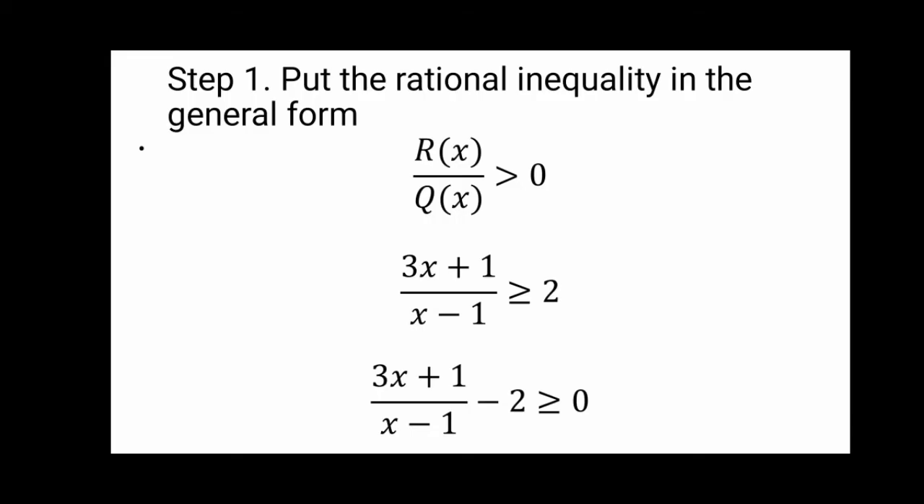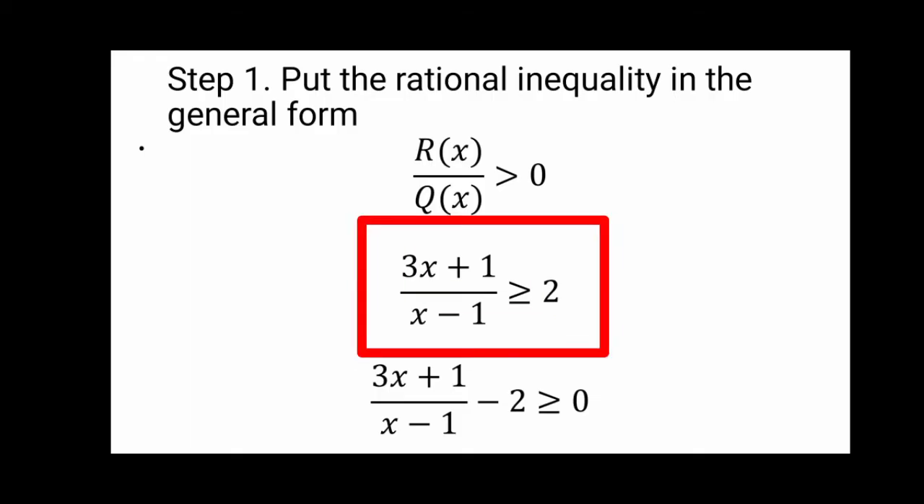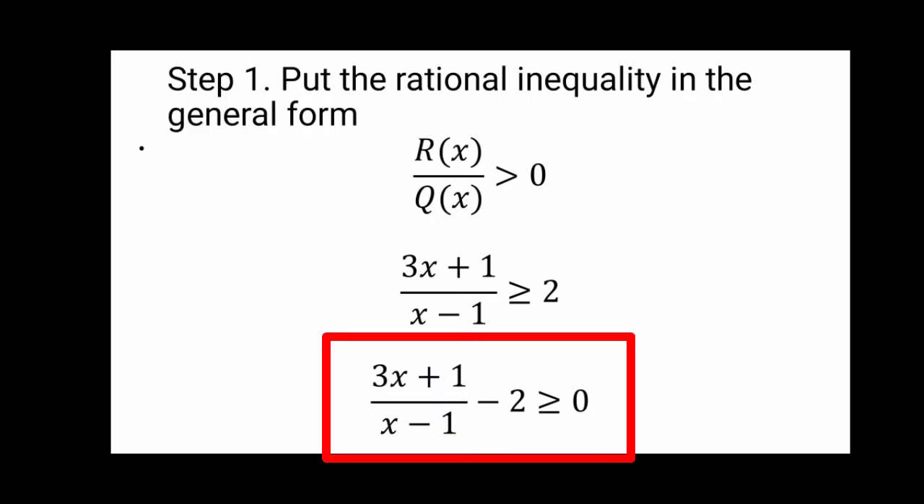Step number 1: put the rational inequality in general form, R of x over Q of x is greater than 0. Transpose positive 2 to the other side of the equation and it becomes negative 2. So you will have 3x plus 1 over x minus 1 minus 2.